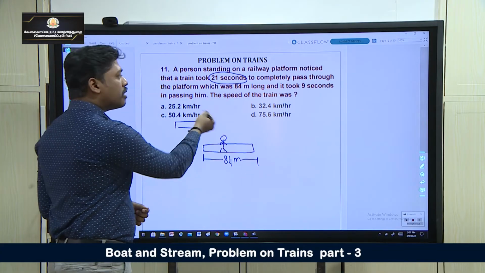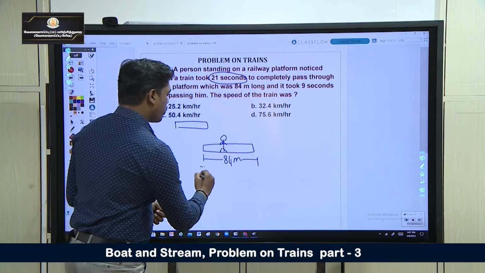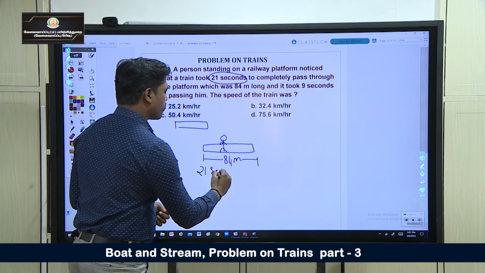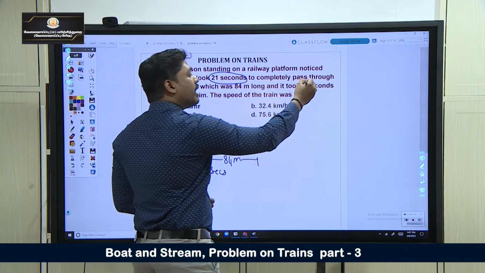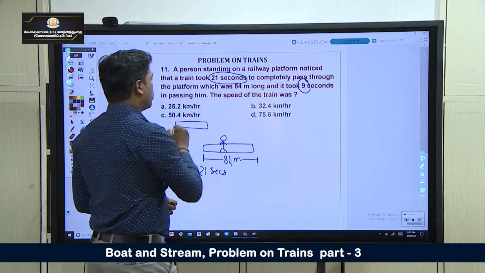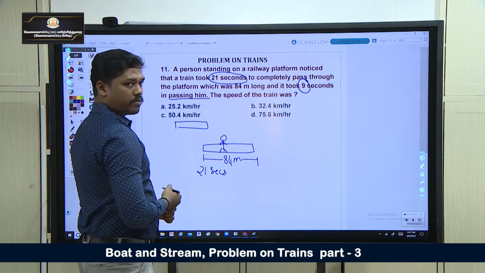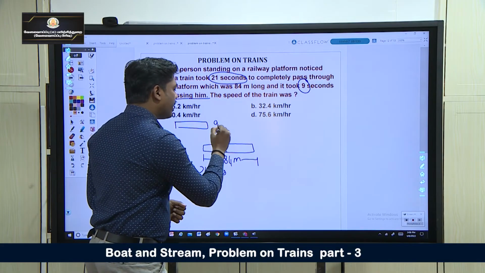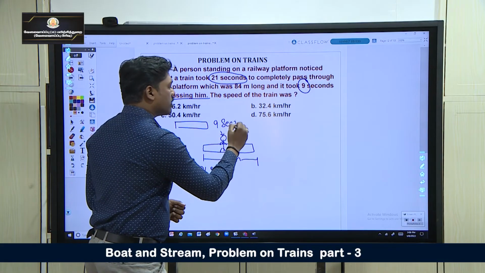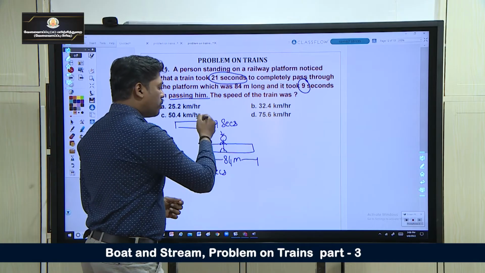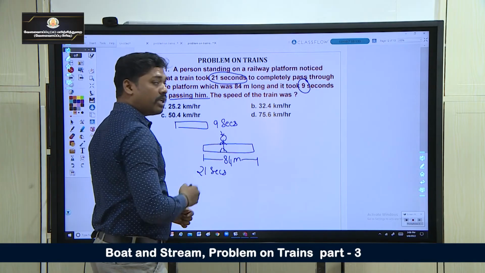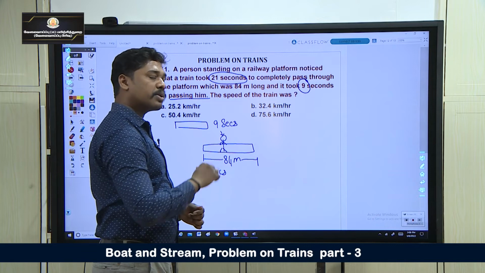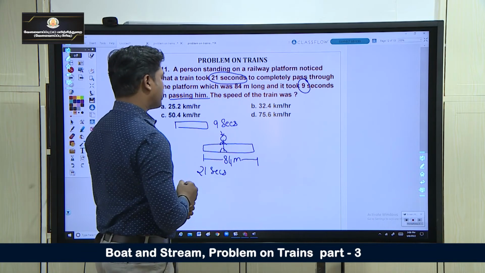So to cross the platform it took 21 seconds, and it took 9 seconds in passing him. So in passing this person it has taken 9 seconds, and to cross the platform it has taken 21 seconds. This was noticed by a person.